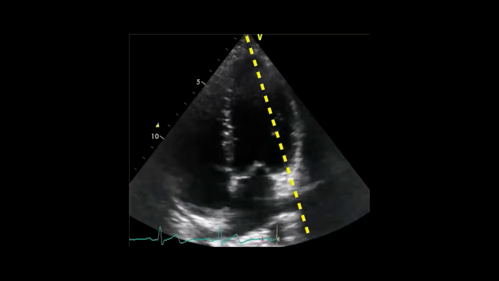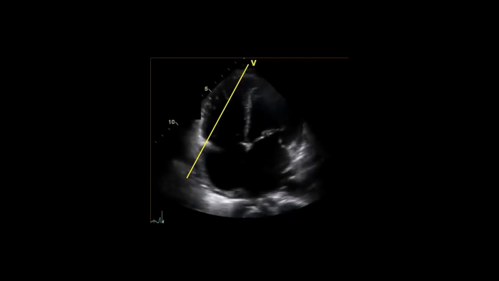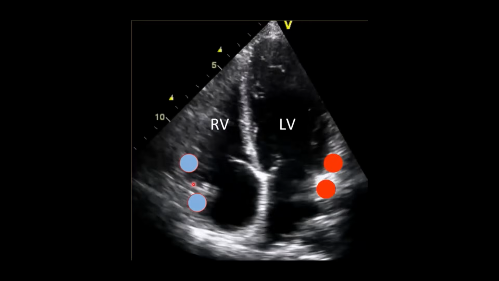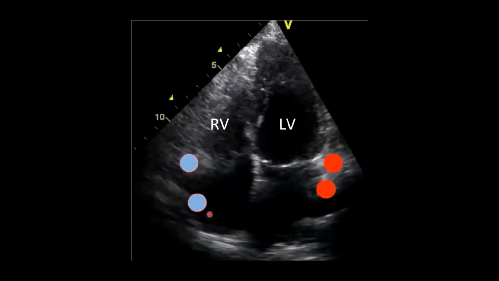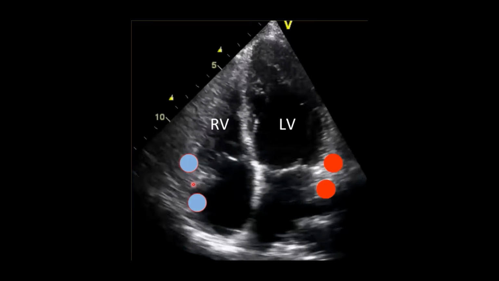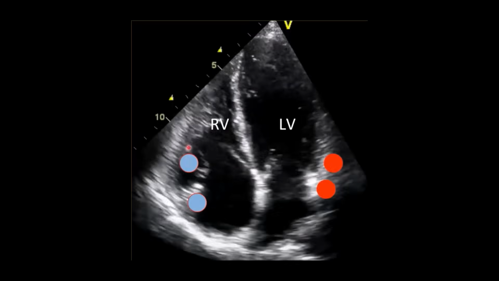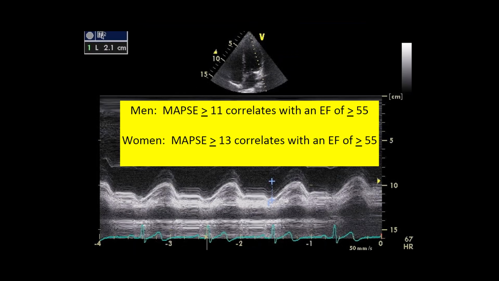But the TAPSE is way more popular than the MAPSE because the RV function is mainly a longitudinal muscle fiber function, while the LV function is a combination of longitudinal muscle fiber and circumferential fiber to be able to generate high force, to overcome the afterload, the high afterload in the systemic circulation.